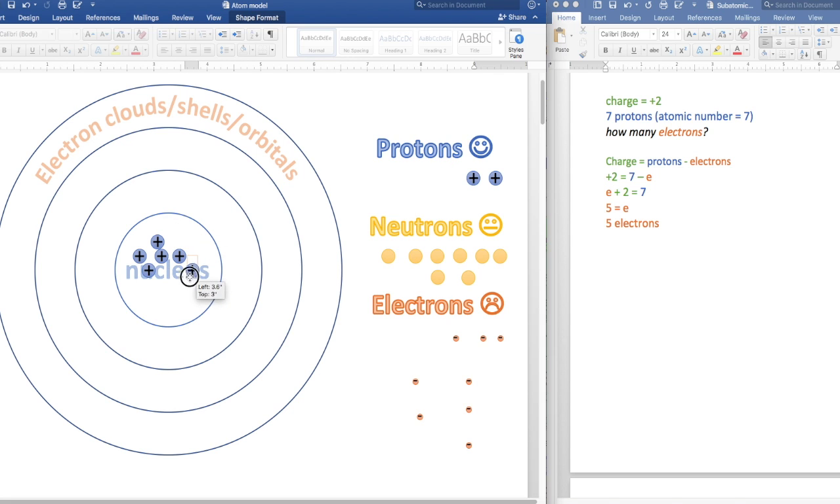5, 6, 7. Okay. And we want an overall charge of +2. So I'm going to keep these in the nucleus, but I'm going to set them aside. These are the 2 protons. And again, it doesn't matter which protons they are. They're all equivalent to each other. But we want to remember that these 2 can't have a matching electron.